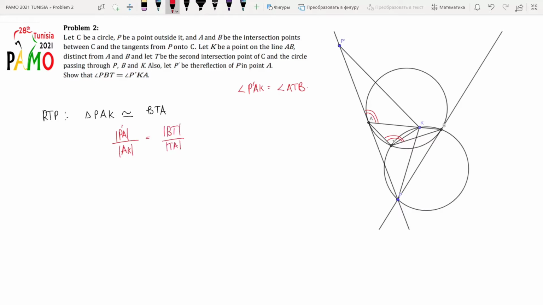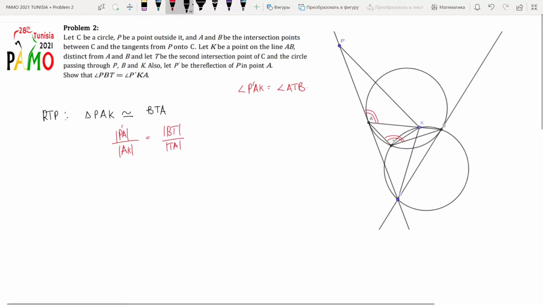Why? Because it means that this over this is equal to this over this, and because the included angle, the angle between those two segments, is equal, then the two triangles will be similar. So we've reduced the question to proving that these two ratios are equal. Right now it's going to be difficult to do it normally, but we're going to use a little bit of angle chasing before we apply trigonometry to do it.